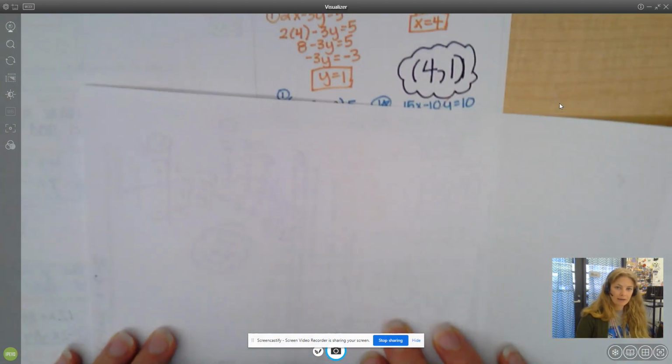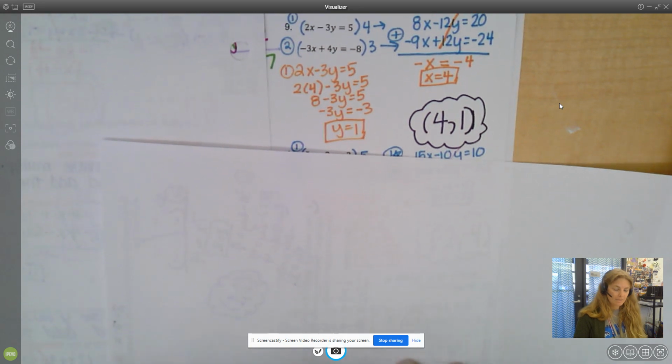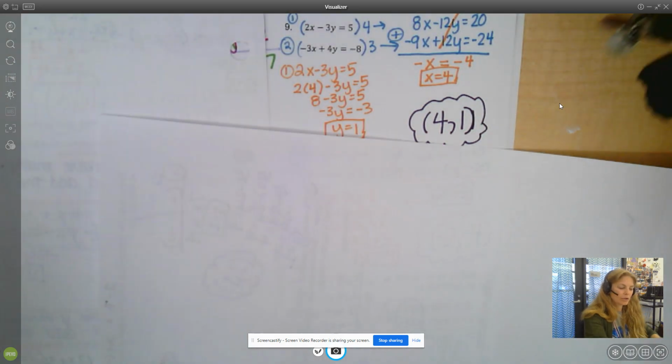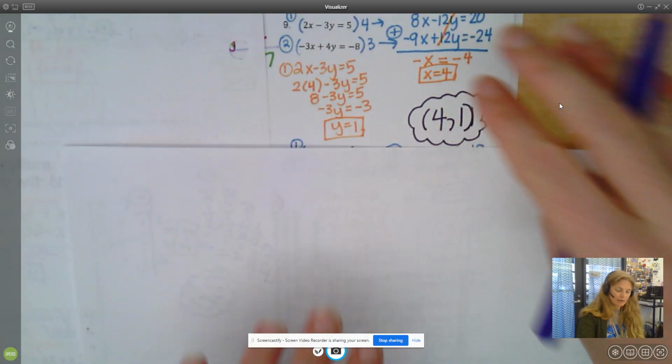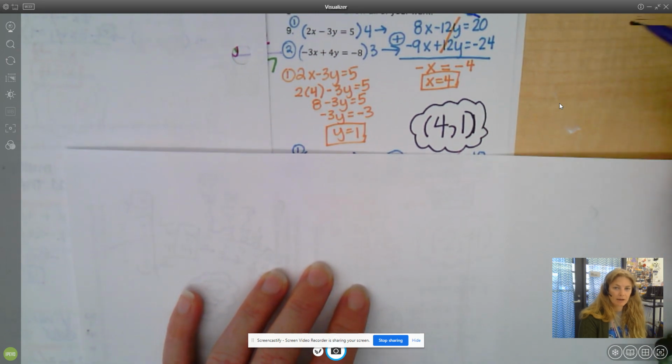Number 9, we should have gotten the answer of 4, 1. And I'm going to show you the way I did the problem. Of course, maybe you did the problem differently, which is totally fine as long as you got the same answer, because these systems only have one solution, no solution, or infinitely many solutions.